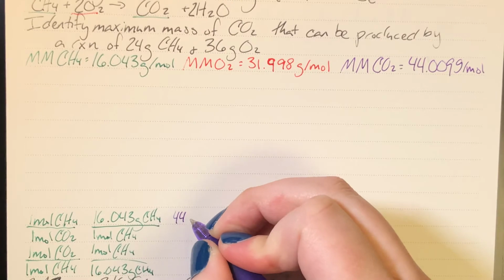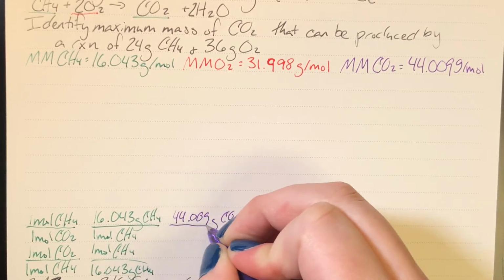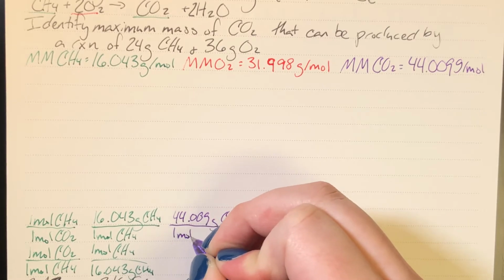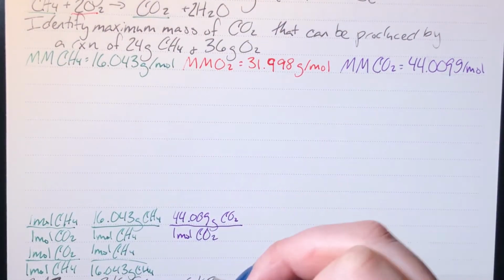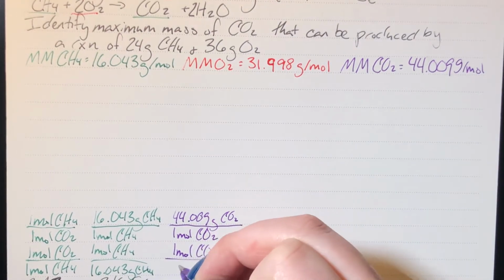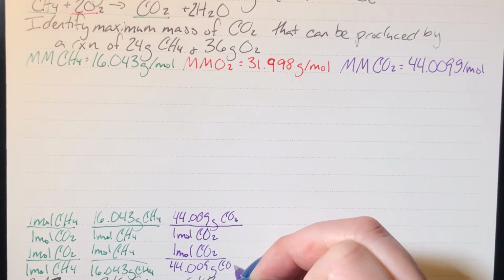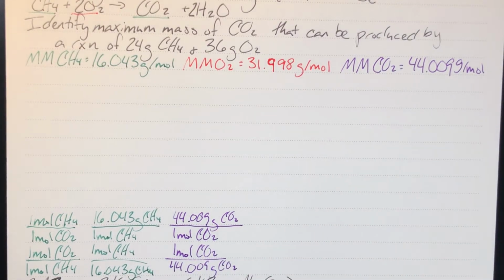So I will have 44.009 grams of carbon dioxide for every 1 mole of carbon dioxide, or for every 1 mole of carbon dioxide, 44.009 grams of carbon dioxide. I don't know which versions I'm going to need yet, so I'm just going to go ahead and do that.